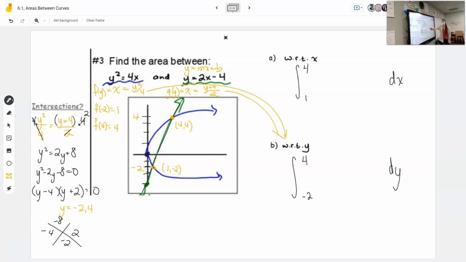In terms of y, it's already gorgeous and ready to go, so I would just use the guy on the right, which is green, so y plus 4 over 2, minus the guy on the left, which would be blue, which is y squared over 4.